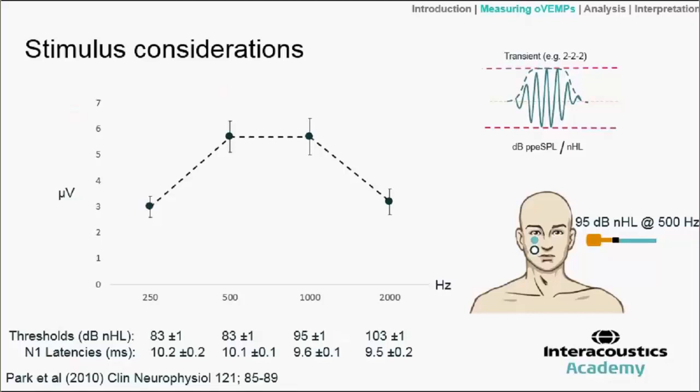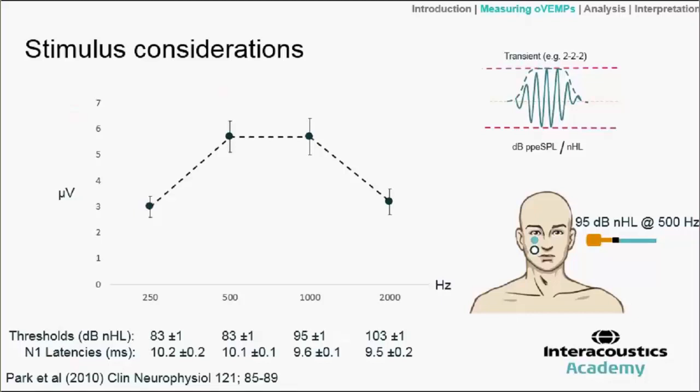And so as a result, 500 Hertz with a few cycles, either a 2-2-2 cycle or a 1-2-1 cycle response, where I'm talking about the rise, plateau, and fall time. But a short onset response is considered favourable.